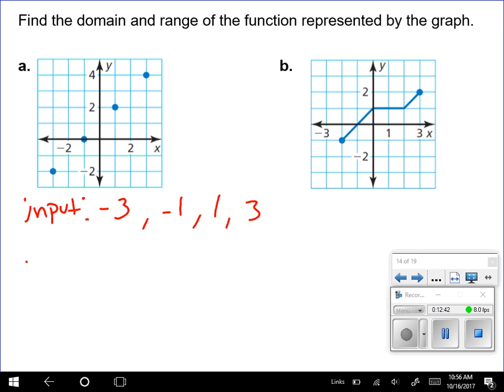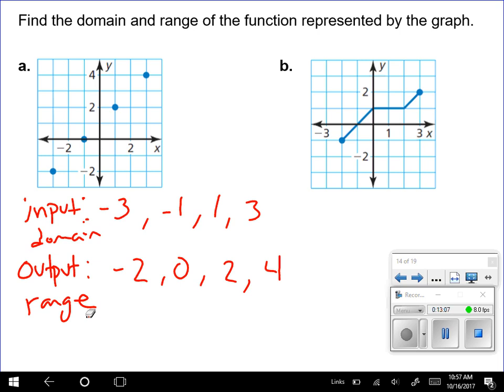input value. Our outputs are our y values on our graph. So if we look at our y values, we'd have -2, 0, 2, and 4. Those are our outputs. So this would be our domain, and this would be our range.